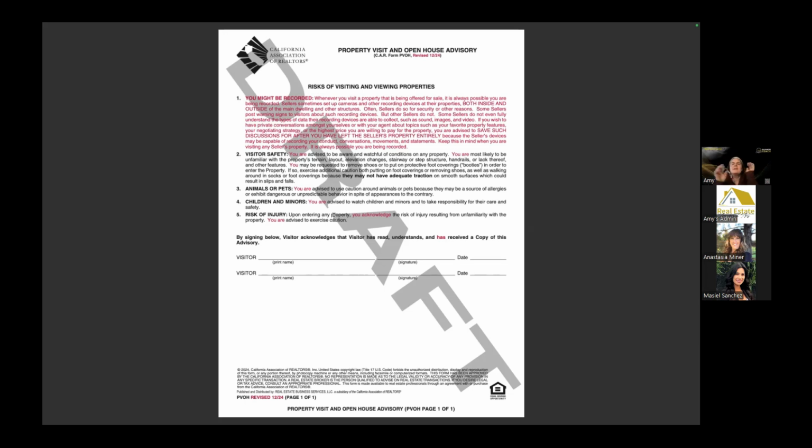You guys should all make cute little frames with a warning that you can put on every single listing, because it should be on there. Some sellers do not even fully understand the types of data the recording devices are able to collect, right? If you've got an Alexa or something, you're not even thinking about it as a recording device, but technically it is. Such as sound, images, and videos.